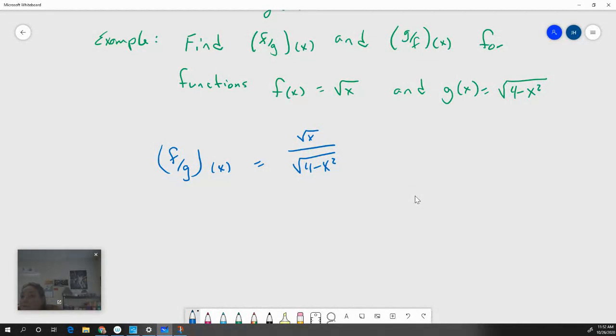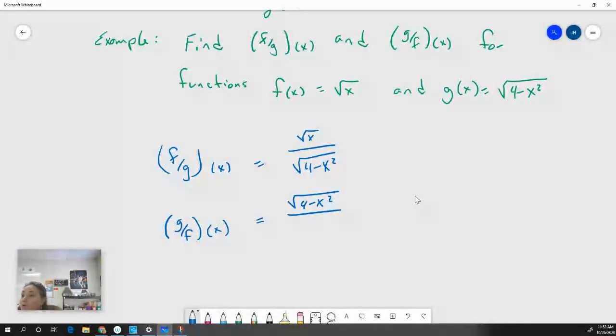What happens when I'm looking for g over f of x? Well, it's just as you might think. It's that easy. 4 minus x squared over the square root of x. Now, technically, when we're dealing with stuff like this, we are supposed to rationalize the denominator. We're not really supposed to have a radical in the denominator of the fraction. But for the sake of this, we're okay.